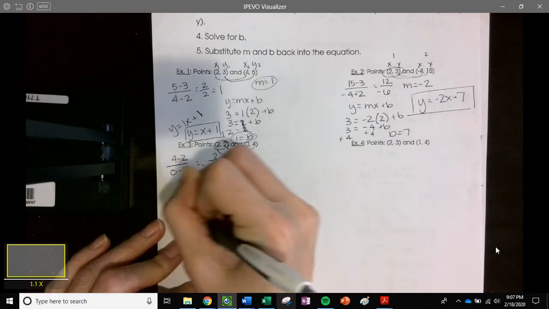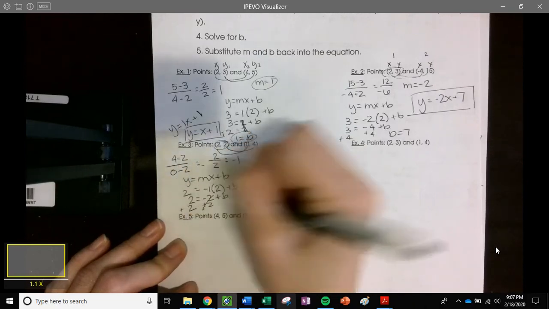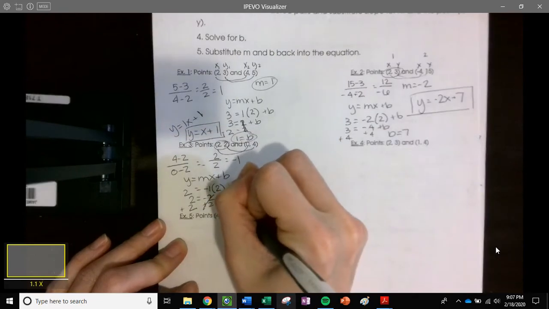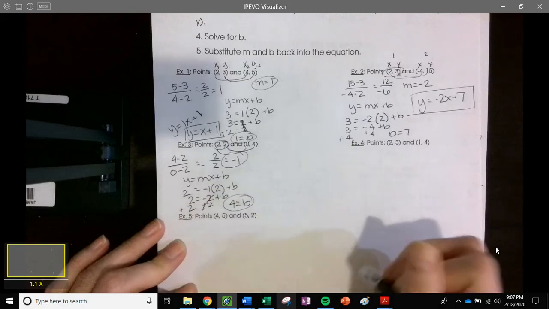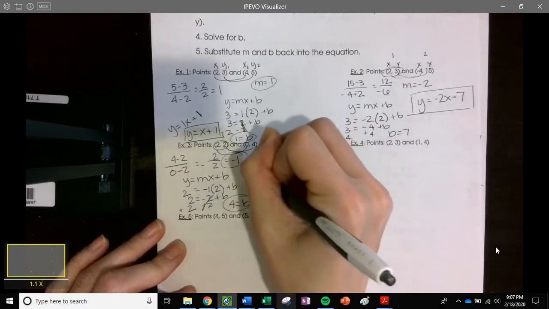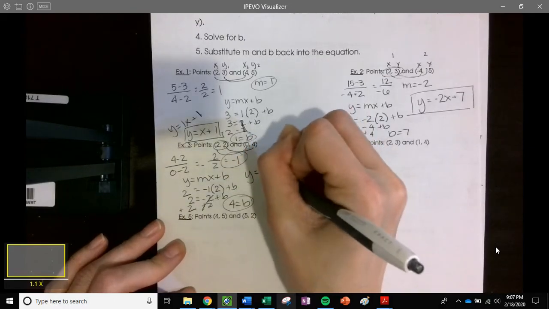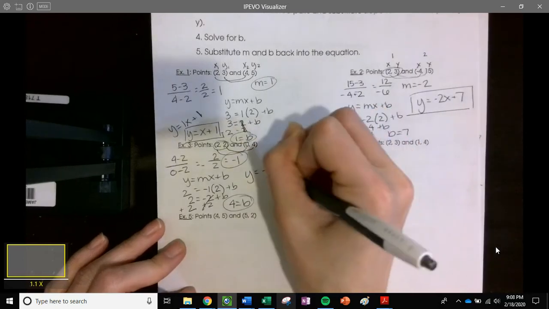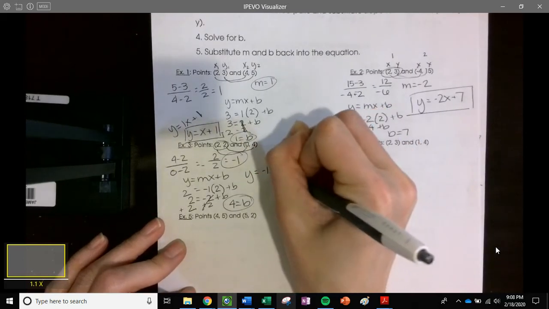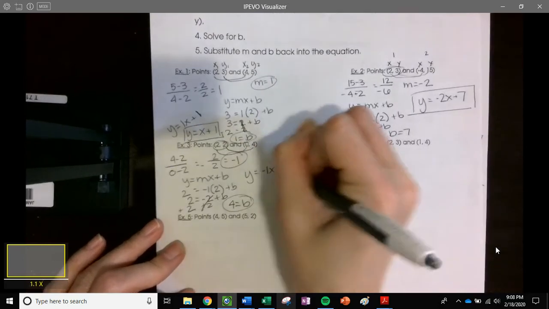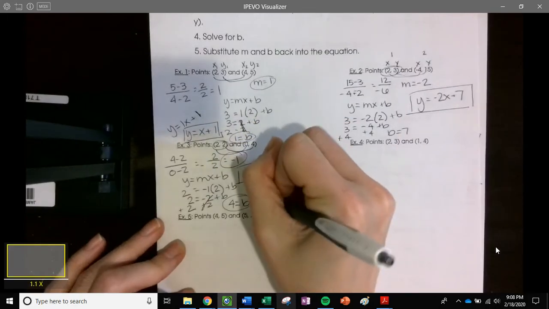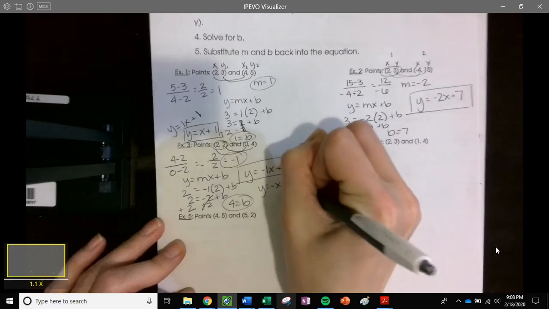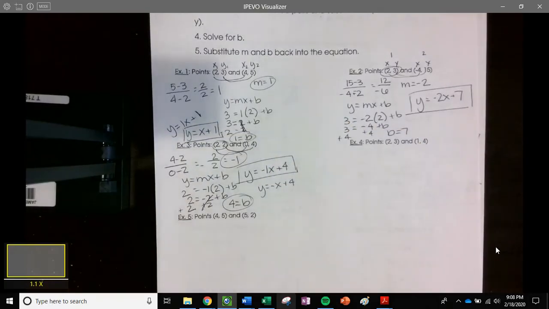I'm going to add 2 and add 2. That'll cancel that out here, and that'll give me 4 equals b. My m is negative 1. My b is 4. Keep the y as a variable. Fill in the m. Keep the x as a variable. Fill in the b. Y equals negative 1x plus 4, or you could write y equals negative x plus 4. Either one.